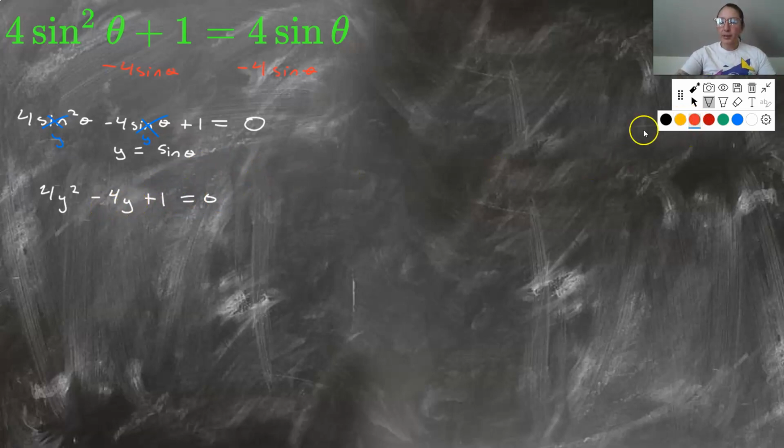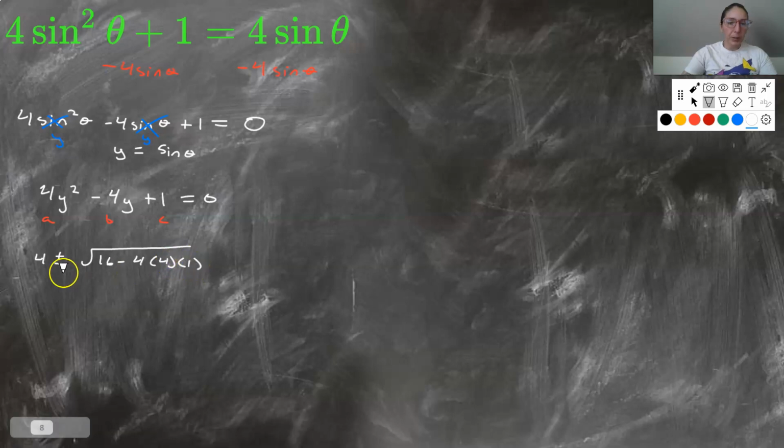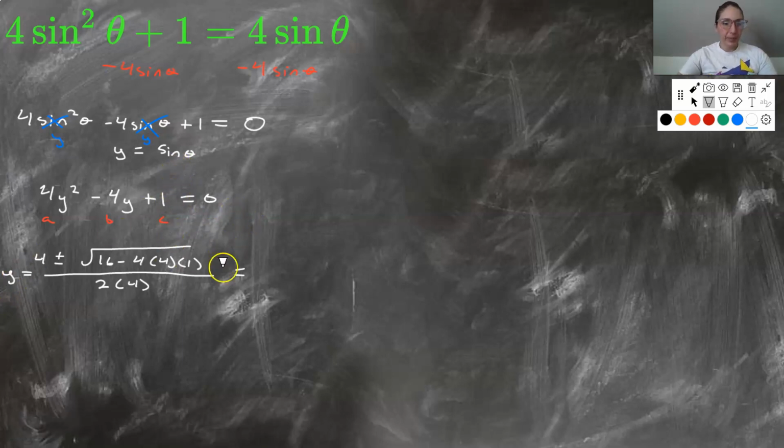Quadratic formula: A term, B term, C term. Let's plug it in. Negative B: B is negative 4, so negative B would be positive 4, plus or minus the square root of B squared, which is 16, minus 4 times A, which is 4, times C, which is 1, over 2 times A, which is 4. So y is going to be equal to this, and then we're going to back sub y for sine.